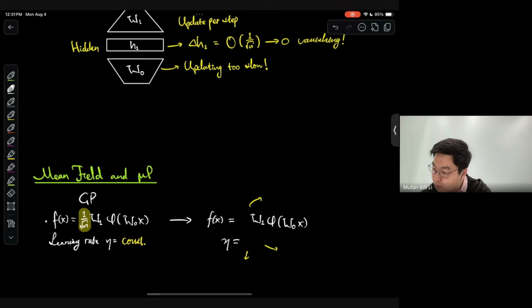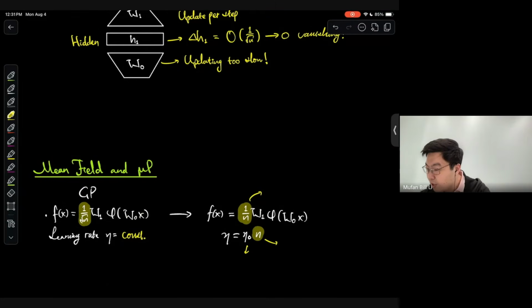So what does the mean field scaling do? First things first, we're going to do something a little bit strange. We're going to actually use 1 over width over here, and we're going to scale the learning rate by a factor of width. Let me briefly explain what is happening here. Eta 0 here is just a constant, so you can ignore it in terms of scaling. We want to make the weights update faster.